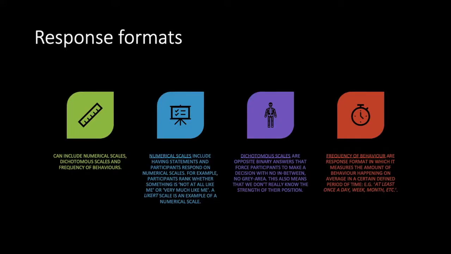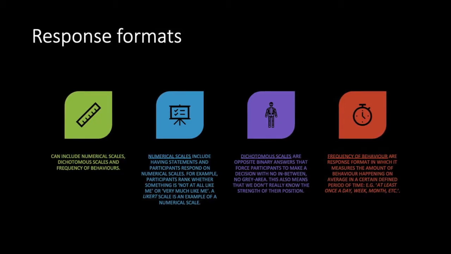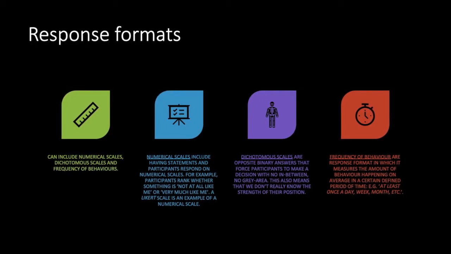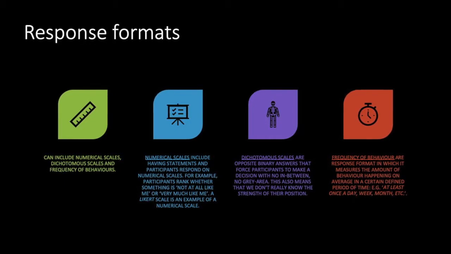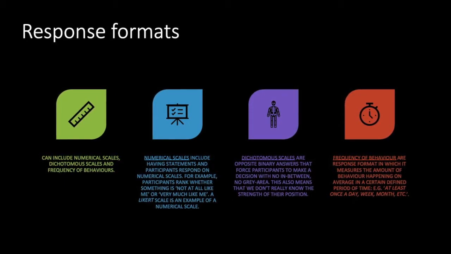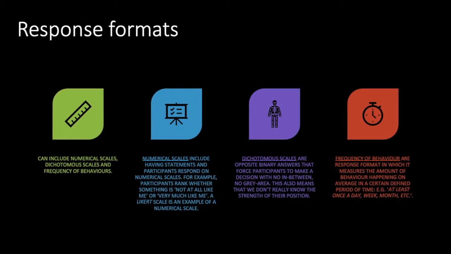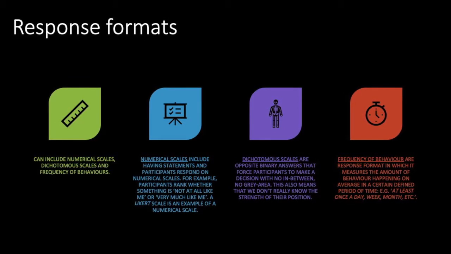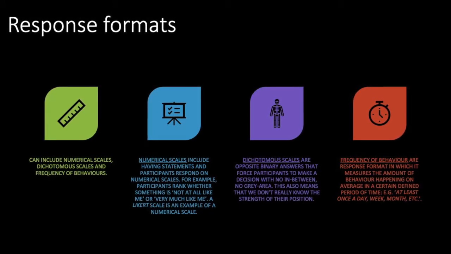Response formats. These include numeric scales, dichotomous scales, and the frequency of behaviors. Numerical scales include having statements and participants respond in the form of a numeric score. For example, participants rank whether something is not at all like me or very much like me. A Likert scale is an example of a numerical scale. Dichotomous scales are opposite binary answers that force participants to make a decision with no in-between, no gray area. This also means that we don't really know the strength of their position.